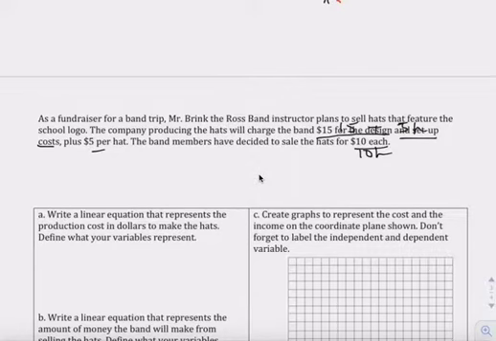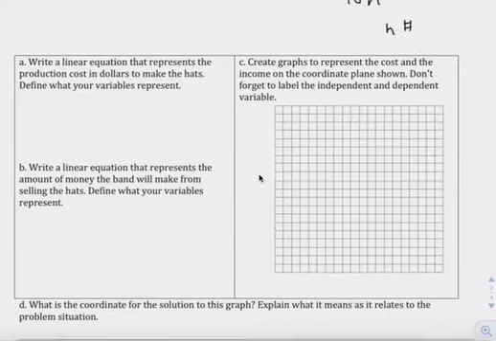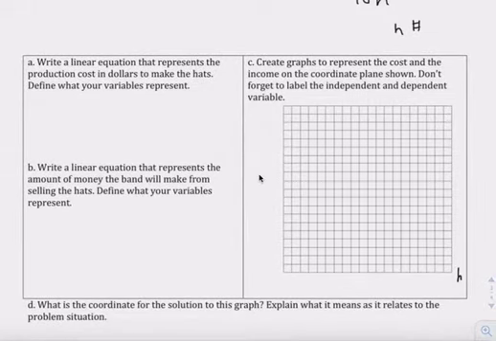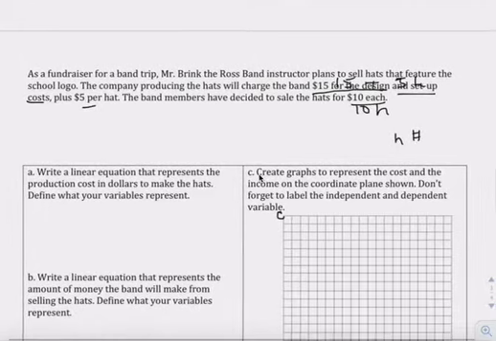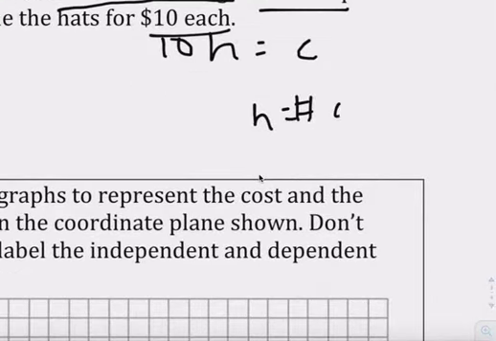So we'll use X and Y then. Now on the CST, they'll tell you to use H for hat, so we'll do that. H for the number of hats, that's your X. This is H. And then C or T for the total cost. C equals the total cost.